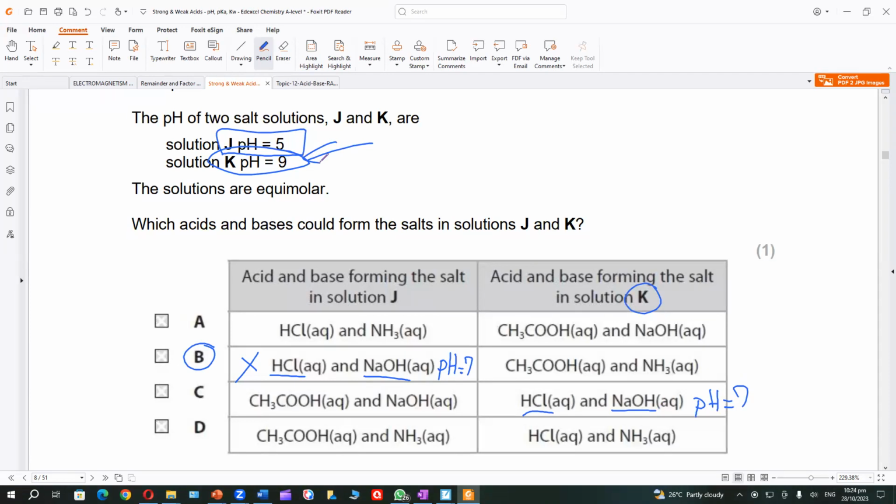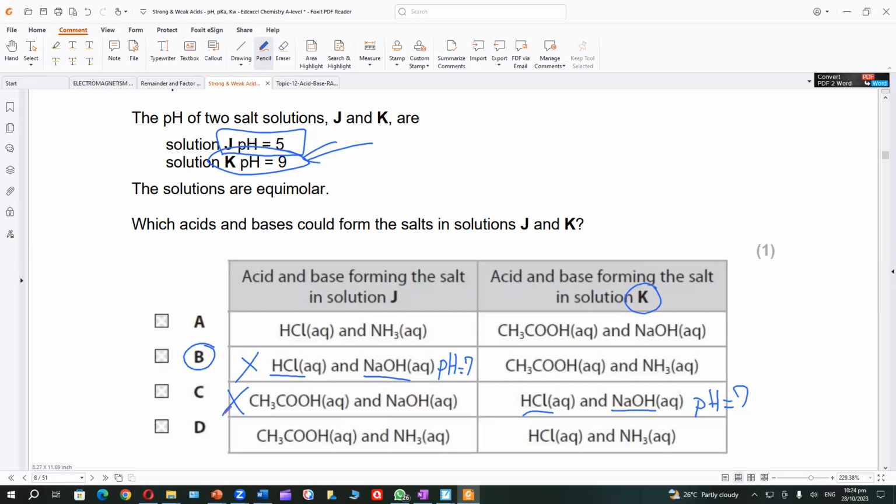Look at the data in the question. The answer would be A, right? But why should I cancel C? Cancel C because it's a strong acid and strong base, so the pH would be 7, but its pH is 9.